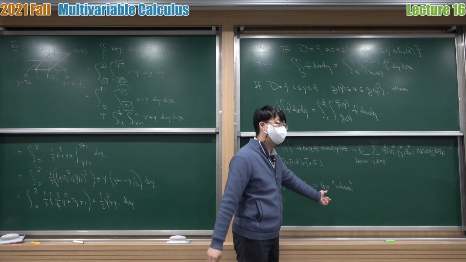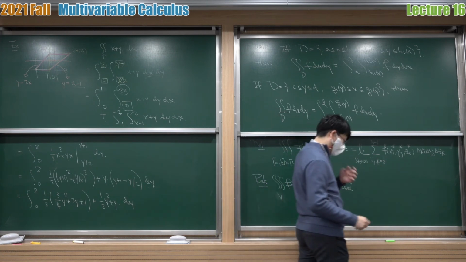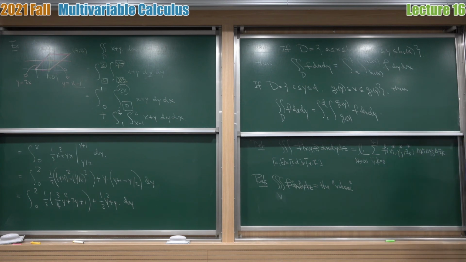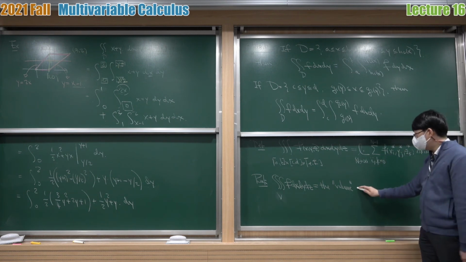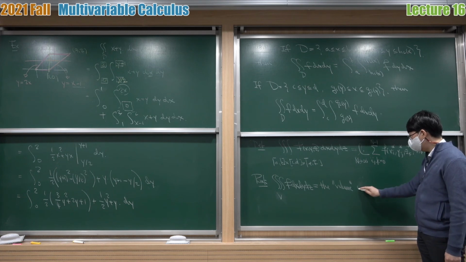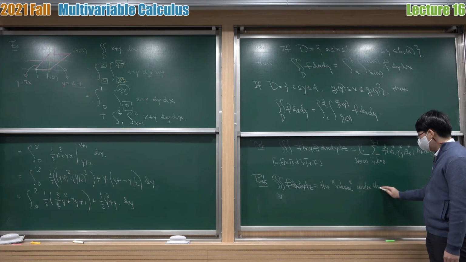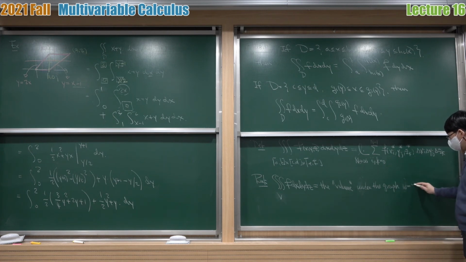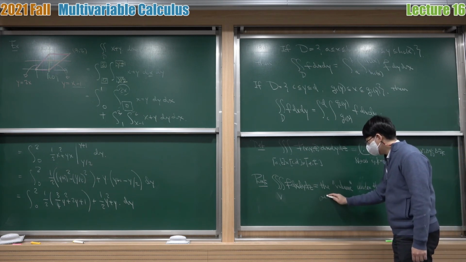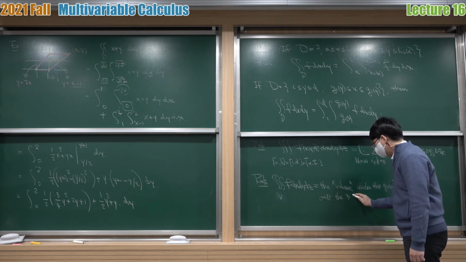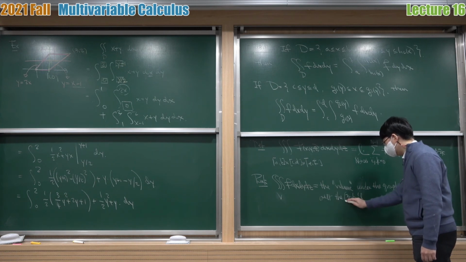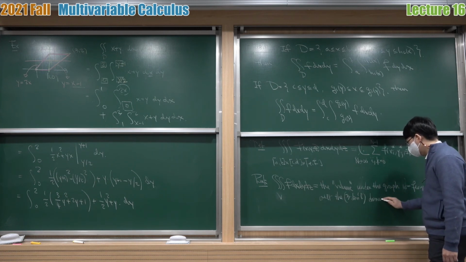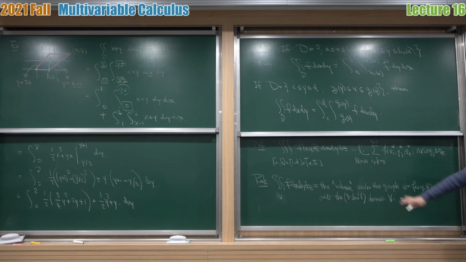So I'm taking volume here. It's a quote-unquote volume, because if the value of the function is negative, then it's a negative volume. Volume under the graph of w equals xyz over the three-dimensional domain V. But that doesn't give a clear idea.